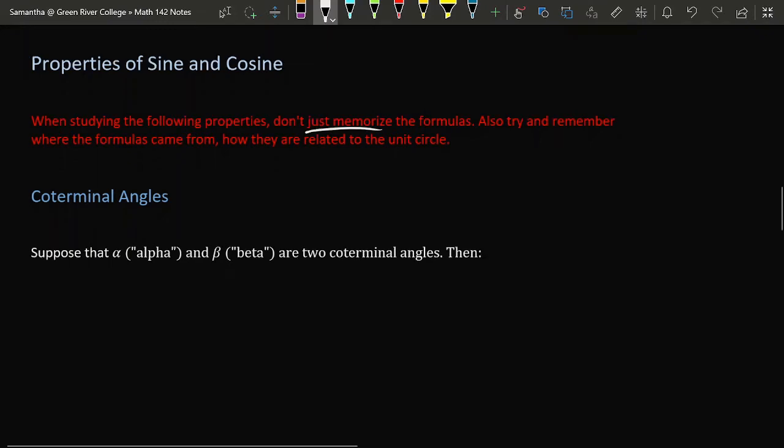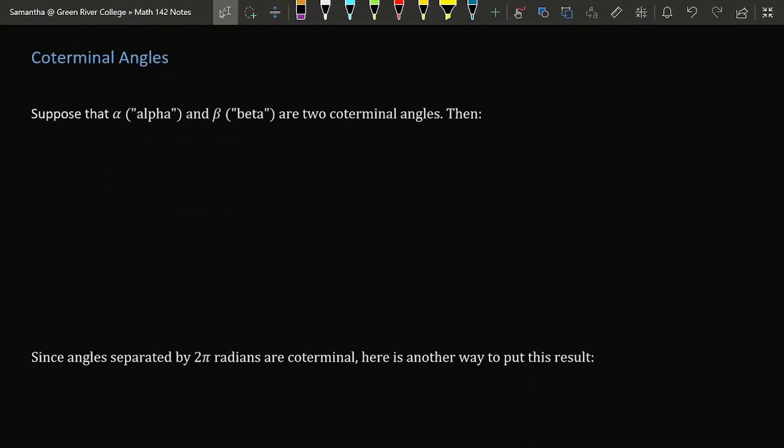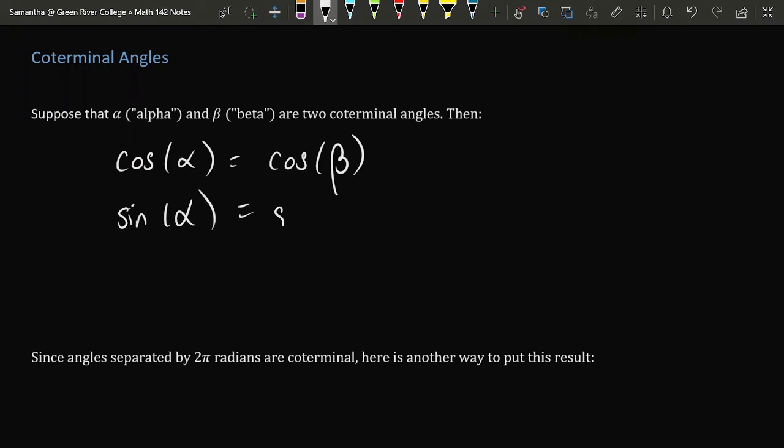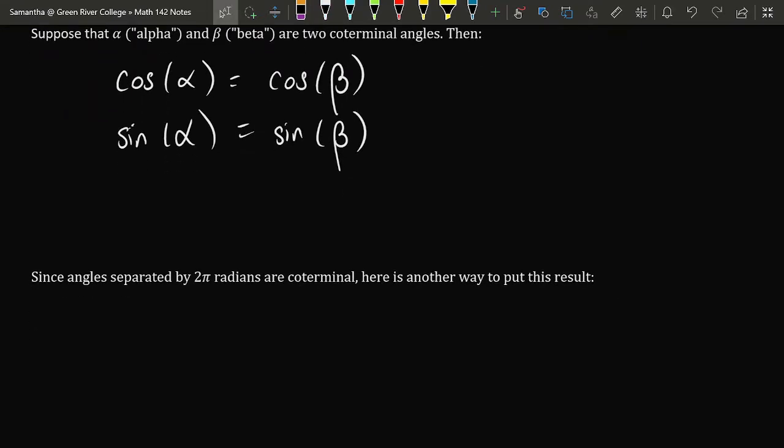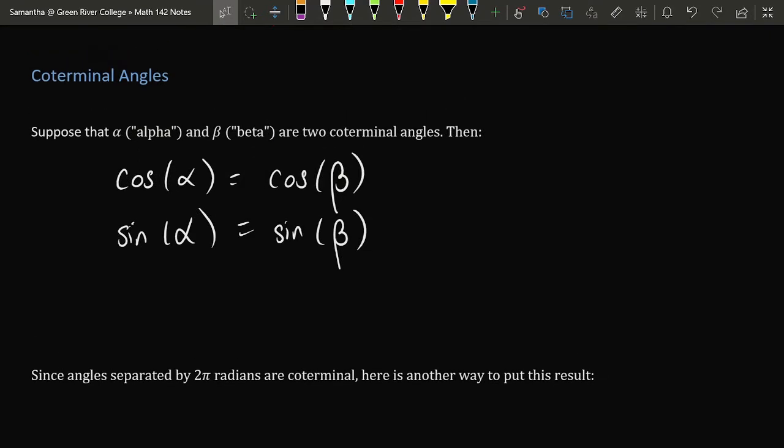The first property that we observed yesterday is that if you have two angles which are coterminal, let's call them alpha and beta, then the sine and cosine values at those two angles are going to be exactly the same. Cosine of alpha is going to be the same thing as cosine of beta, and sine of alpha is going to be the same thing as sine of beta. Coterminal angles point in exactly the same direction, and therefore the coordinates at the point corresponding to that direction are going to be exactly equal.